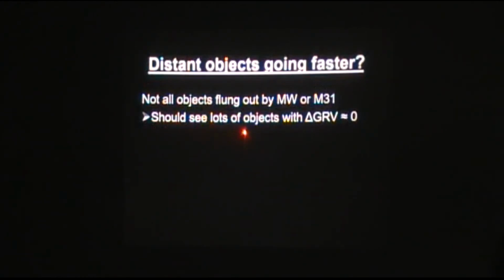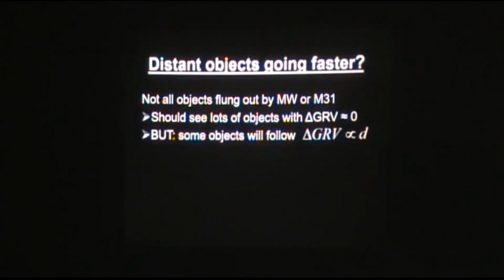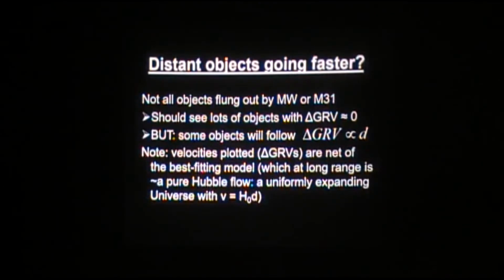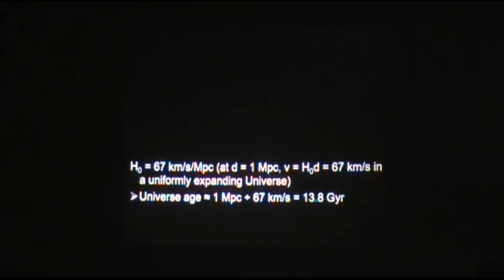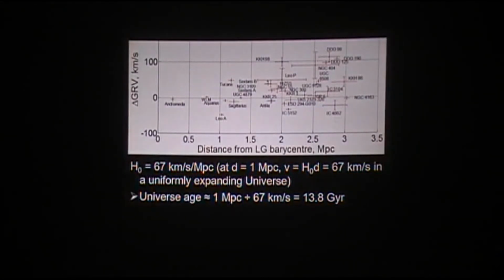One thing to bear in mind, you should see lots of objects which are consistent with the standard model because they weren't flung out in this way, but nonetheless some would have been. And importantly, they wouldn't just have some radial velocity, they need to follow this relation more or less. So if you actually do that, yes, remember these are net of the best fitting model, what I'm going to show on the next slide. So what's shown here is that you have indeed a lot of galaxies close to zero.